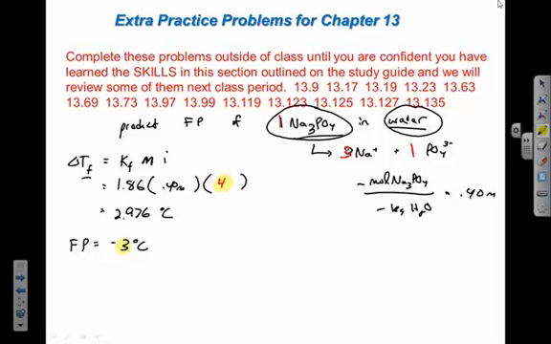Yes? Would that be the freezing point or the change in freezing point? It's the change in freezing point, but it's also the freezing point because the normal freezing point of water happens to be 0. If I was working with a different solvent, I would have to subtract that value from whatever the normal freezing point for that solvent happened to be to get the actual freezing point, which I did because water is 0.